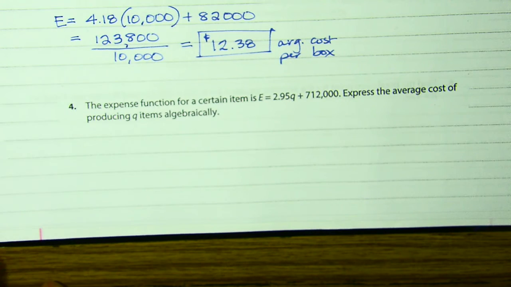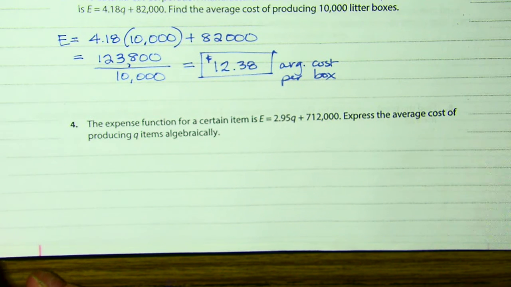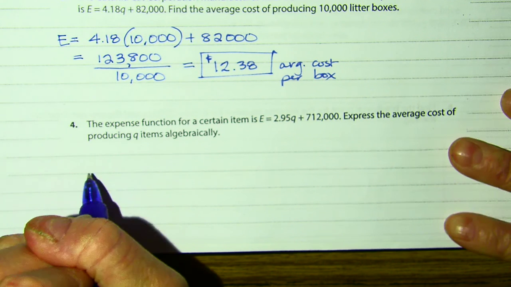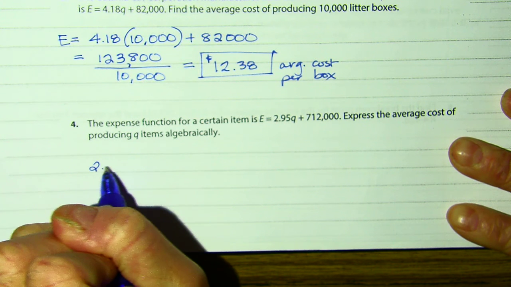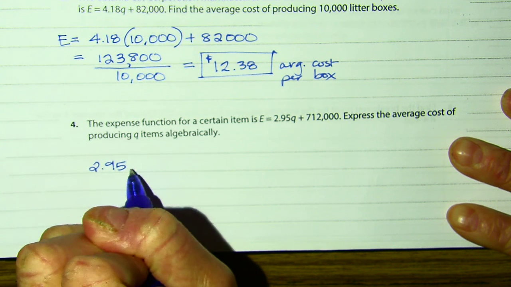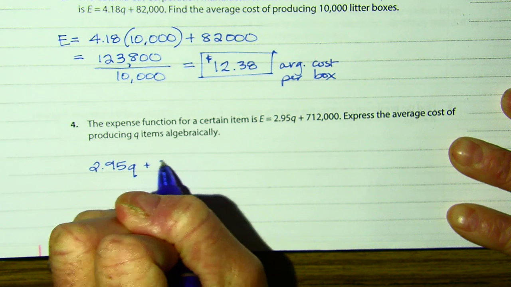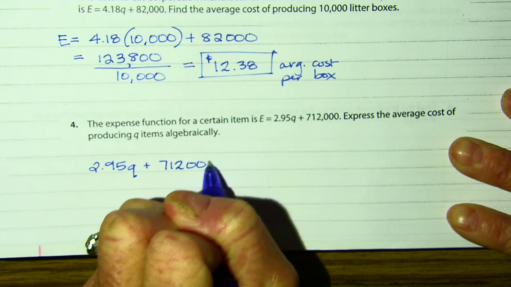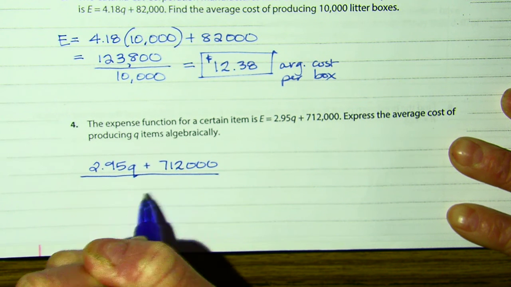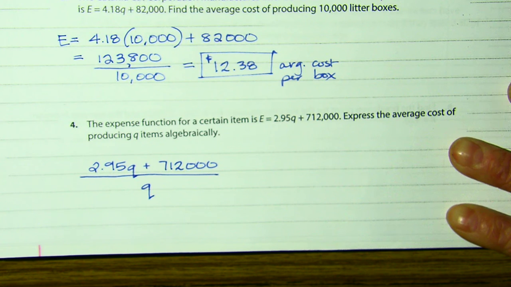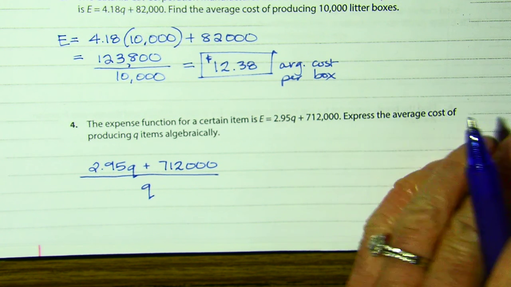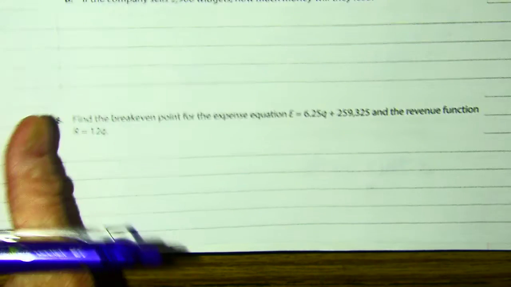Okay. So number 4 is kind of a play off that. Here is our expense function, express the average cost algebraically. Well, my average cost would be the expense equation, so 295 times Q plus 712,000 divided by the amount we produced. And that's it. They just wanted the equation. Number 5.